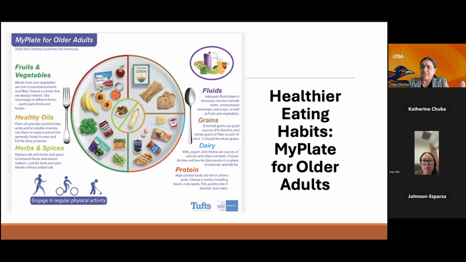When you look at the half of the plate filled with non-starchy vegetables and fruits, typically fresh fruits are great. Frozen is also great. I tell most of my patients, if you can and if it works for you, you can always buy frozen fruits, and same thing for frozen vegetables. In fact, there is a lot of research that says that frozen fruits and vegetables are actually much better than fresh fruits or vegetables.